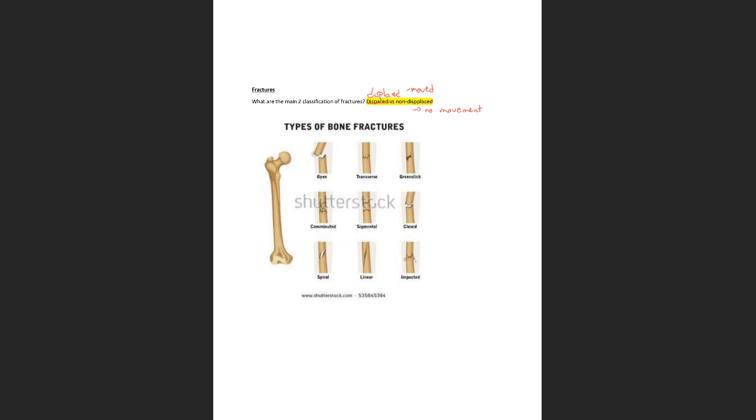So the types of bone fractures we have: open, where it breaks through the skin. We have transverse, where it literally just cuts across horizontally, fully. We have greenstick, where the break is horizontal, but it doesn't take the whole length of the bone. It's just part of it. Then we have comminuted, which is basically where the bone is shattered. There are a bunch of bone fragments.